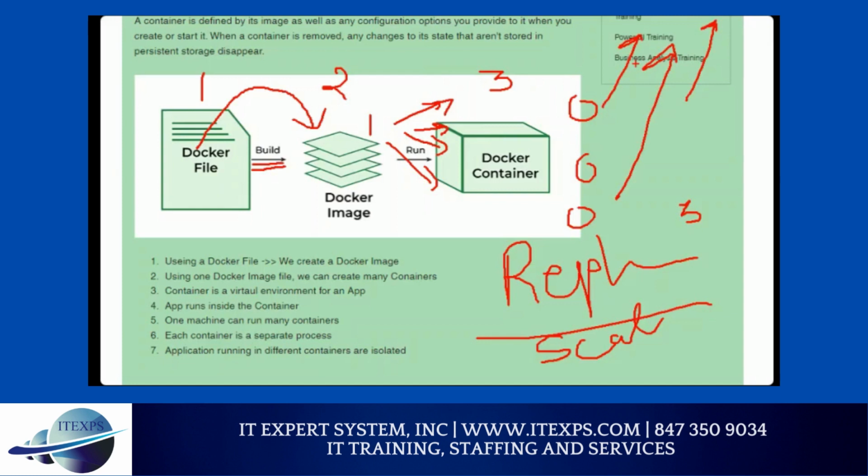And through using scale, you can create multiple containers. So here we talk about using a Dockerfile, you create a Docker image. And using the image, you can create many containers. A container is a virtual environment. So in this container, you have applications, you have environment, and you have operating systems all together as one.